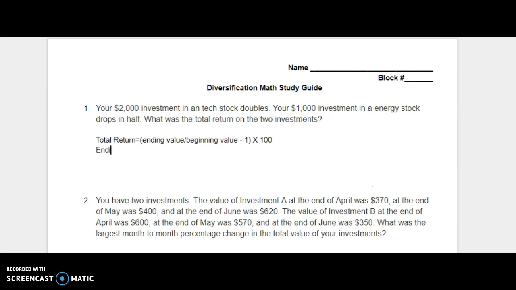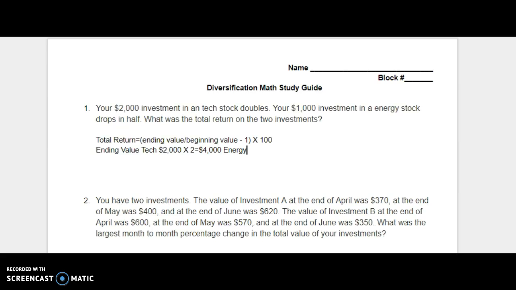So to begin with our ending value, let's see how much growth or how much loss we've had in each of these. So let's start with our tech stock first. We started with $2,000 in our tech stock, and we know that it doubles, so we're going to multiply it by 2. So by the end of this period, we are going to have $4,000 in our tech stock. Now remember, we have 2 different types of stocks, so let's make sure we include both of those.